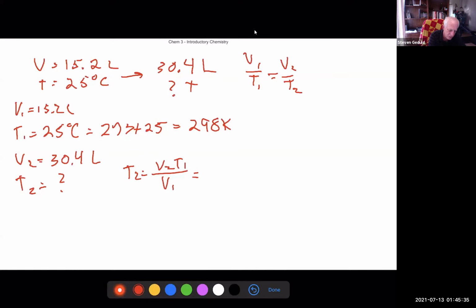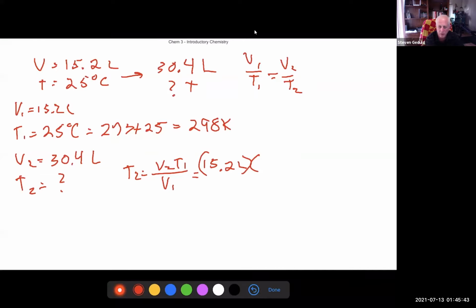V1 is 15.2 liters. Now be careful too. If one of the volumes is in liters and one's in milliliters, you have to convert. You have to have everything the same so it cancels. Make sure temperature is in Kelvin. Make sure the volume is the same, whether it's liters, milliliters, nanoliters, whatever. Ounces. If it's the same, it's going to work. T1 is 298 Kelvin.